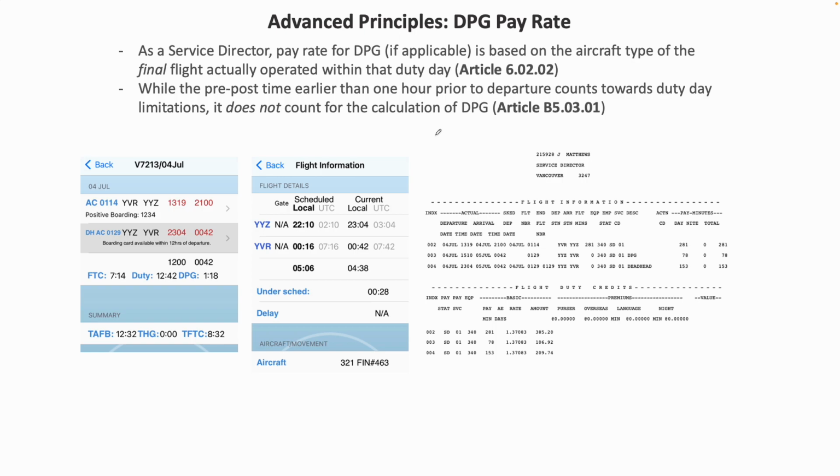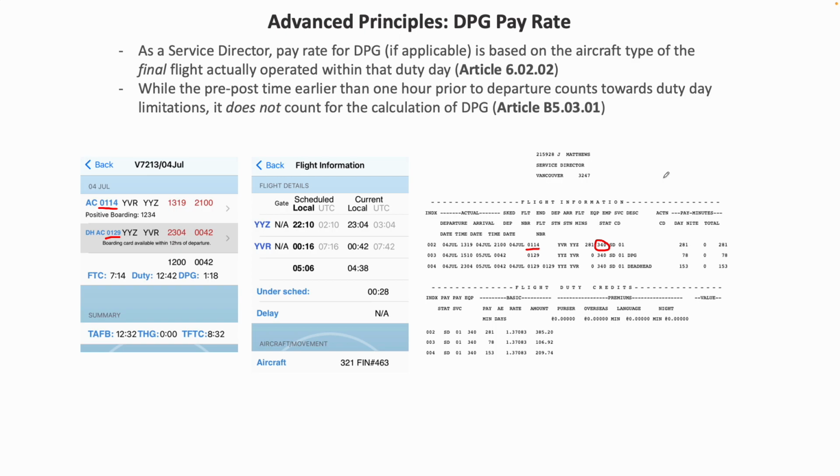So if we look at this example day, that's from my schedule, I had flight 114, where I operated Toronto, and then I deadheaded home on flight 129. When looking in the flight information section of my flight summary, we can see that for flight 114, the flight I operated, my equipment was an Airbus 330. It shows us 340 in our flight summaries, but that's the code that's used for Airbus 330. So because I operated on an Airbus 330, that means that as long as this was the last flight that I actually operated in my duty day, DPG needs to be paid at the Airbus 330 rate as well.